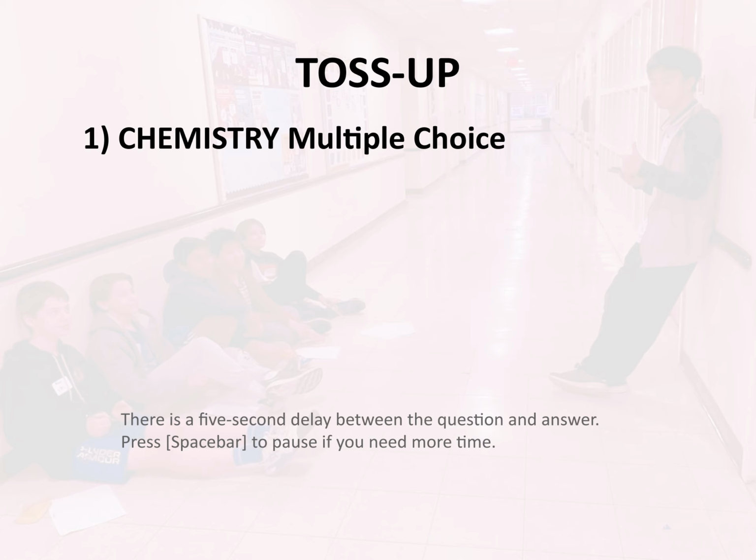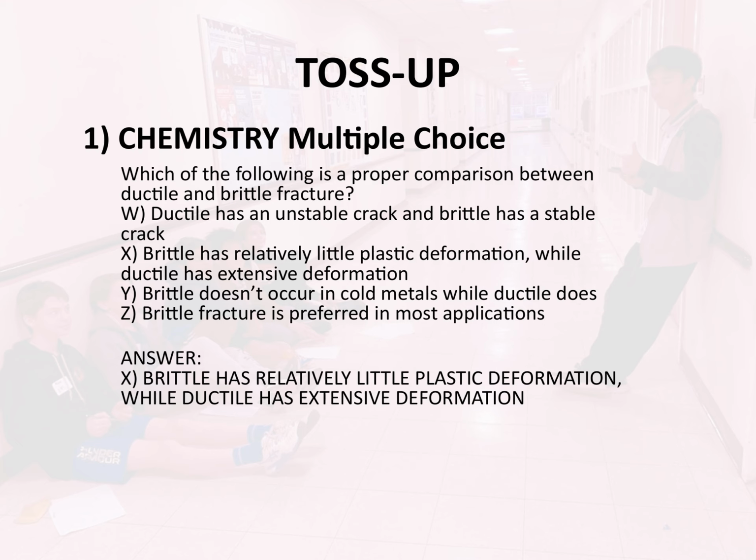Y. Brittle doesn't occur in cold metals while ductile does. Z. Brittle fracture is preferred in most applications. Answer, X. Brittle has relatively little plastic deformation, while ductile has extensive deformation.